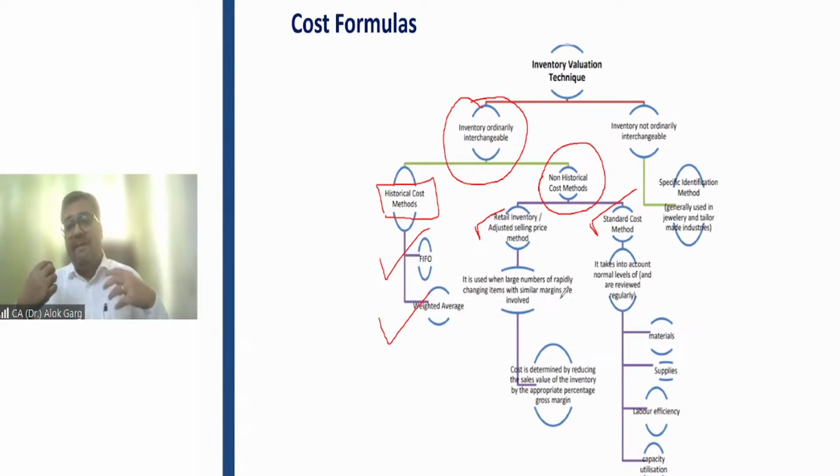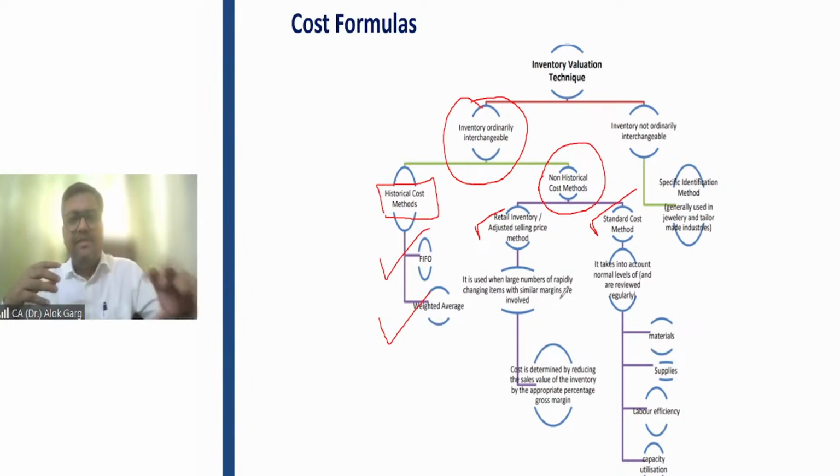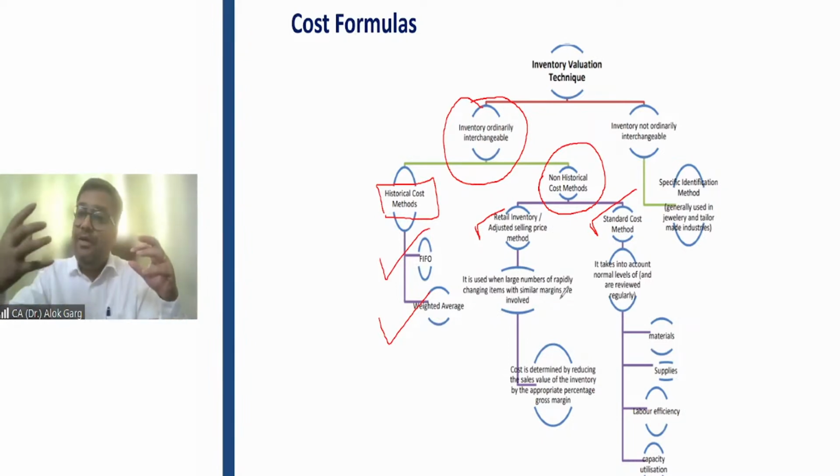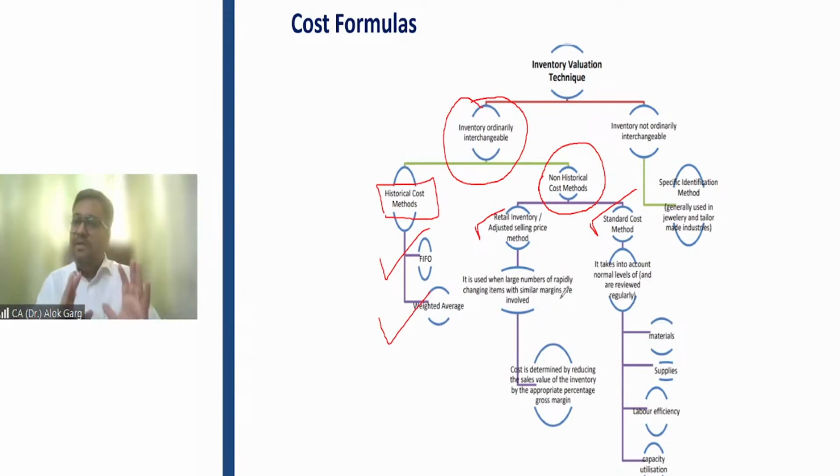Retail sale price method is applicable when the company deals in a large number of small items, like a departmental store. I hope this inventory valuation technique is clear to all of you. When there is no specific identification, we have two techniques for inventory valuation. Number one is the historical technique, which is FIFO and weighted average. Number two is the modern, non-historical technique, which is the retail sale price method or the standard cost method. I hope this first part is clear.